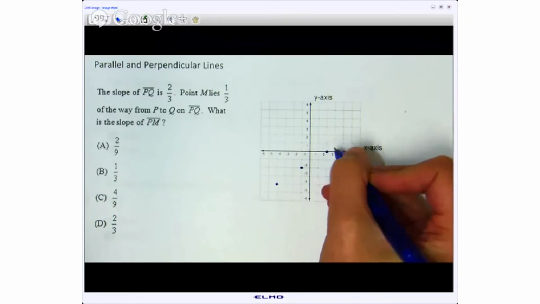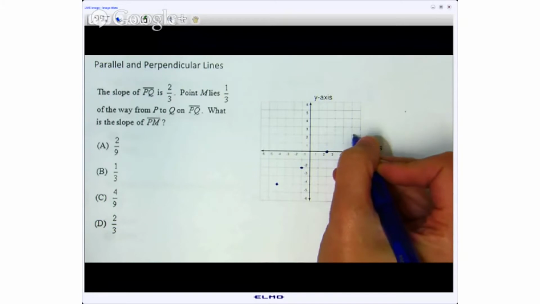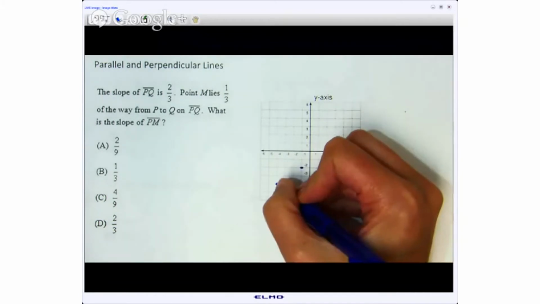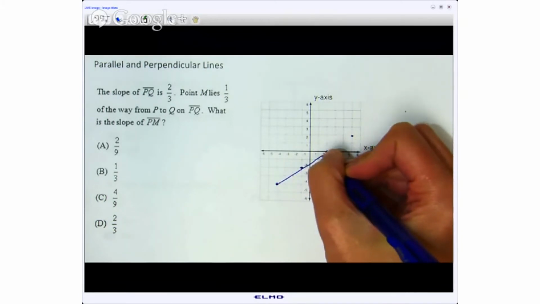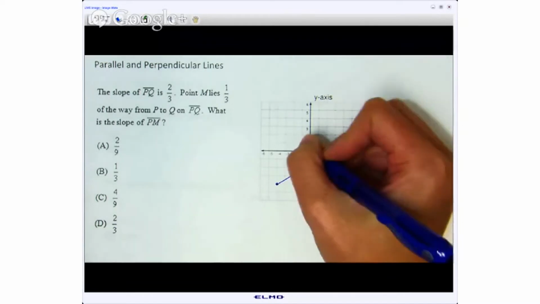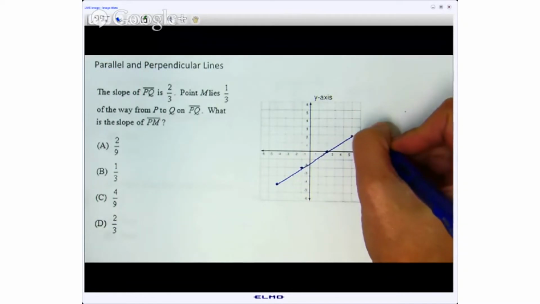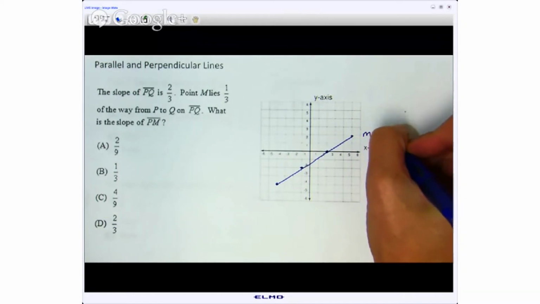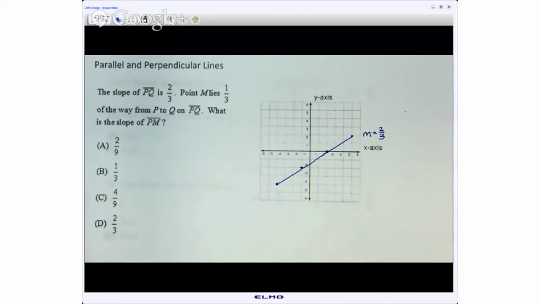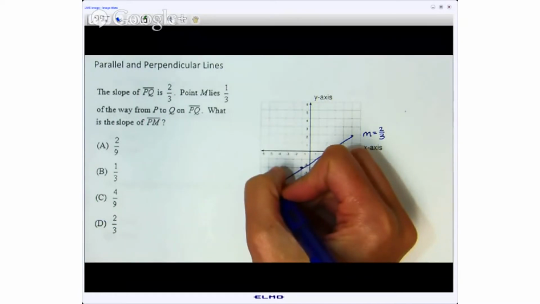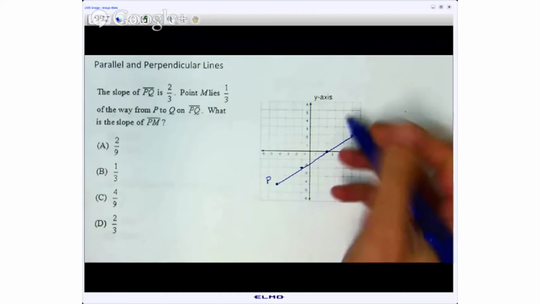And I'm going to do that just one more time so that we actually have a good line that we're looking at. So if I connect this, you can see that that line has a slope of 2 over 3. And we can represent this by PQ.